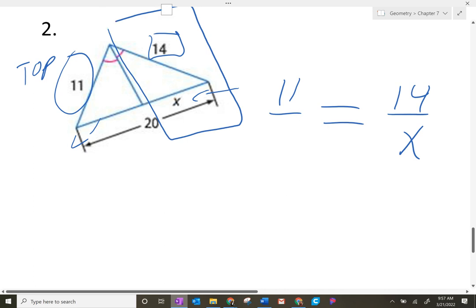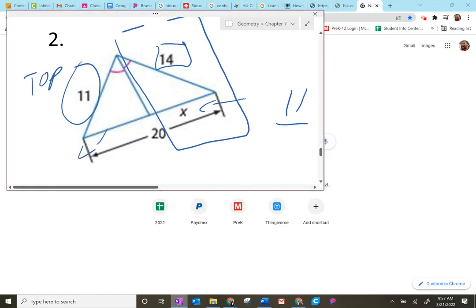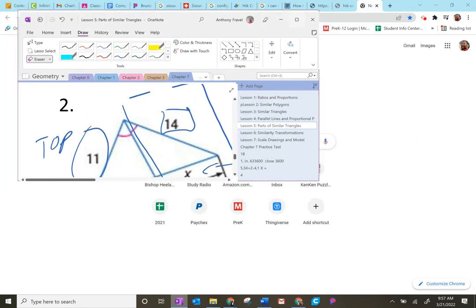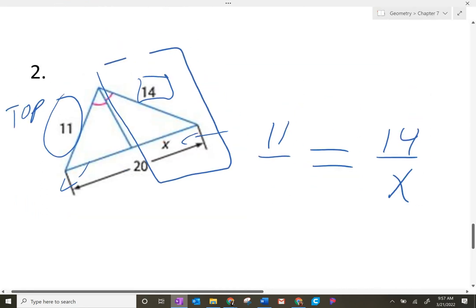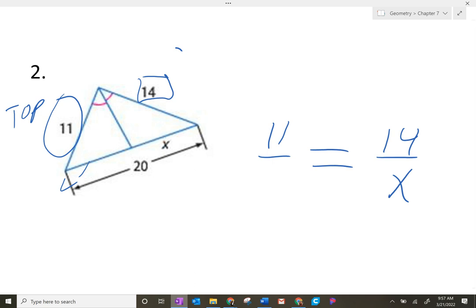Looking at the other side, though, it doesn't give us a letter. It does give us the total length, but it doesn't give us the actual length. So any thoughts on how I can figure out the length of this side?